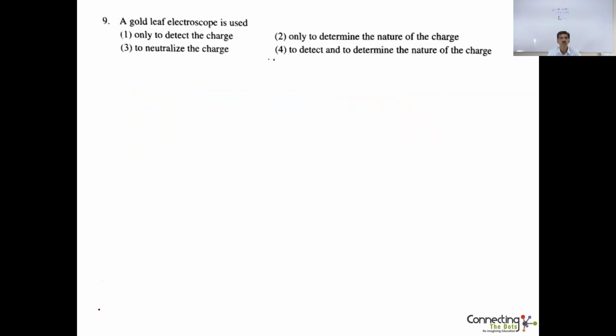The next question is, a gold leaf electroscope is used for which purpose? Well, the gold leaf electroscope is used for two purposes. It is not only to detect the presence of electric charge, it is also to determine the magnitude and the nature of the charge. So of the four options, option 4 is the correct one. And that describes the manner in which a gold leaf electroscope is used.